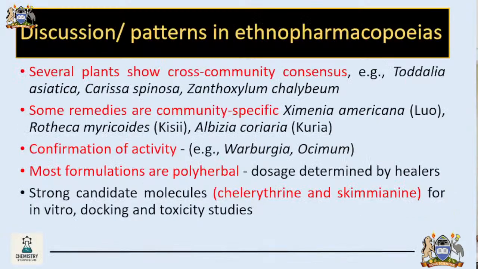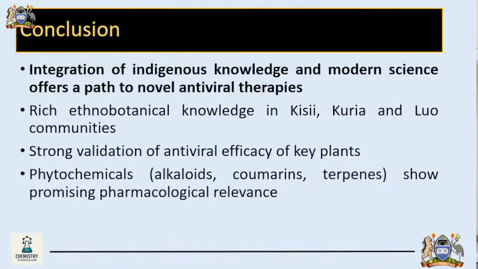Let's go to the next slide again to see the patterns that you normally expect when you're dealing with any ethnopharmacopoeia. Particularly, I'm talking about the African ones, which would be very critical to us as we look forward to getting new molecules which could help in healthcare. So what we notice first is that there are several cross-community consensus on the usage of plants. You'll find that, for example, these 3 plants are used by both communities for the same thing. The next thing, some remedies are community-specific. You don't find them in other communities.